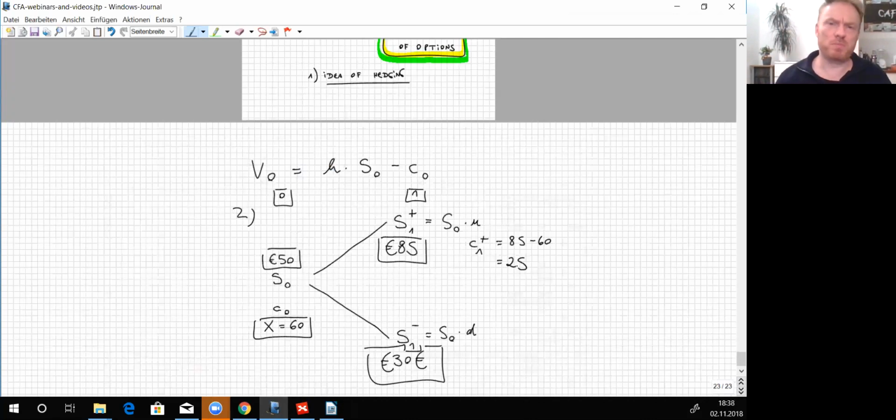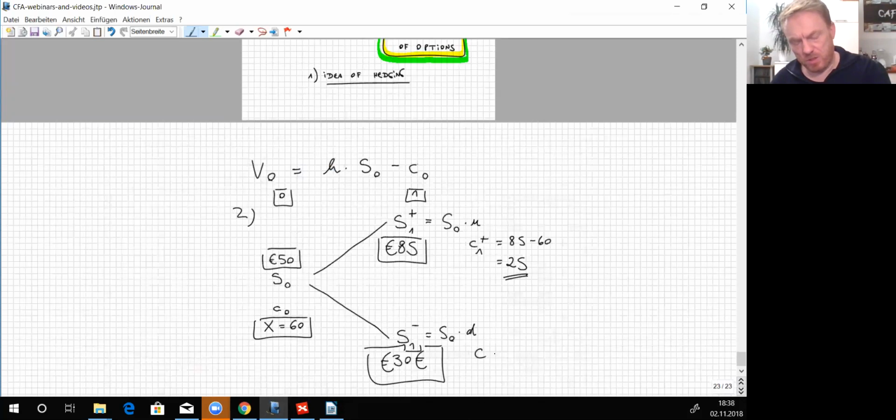Equals 25 euros if the underlying share is going to go up, because what happens, you'll be able to exercise this option, which means you'll have the right, not the obligation, to buy this share at a price of 60, which means right afterwards you'll sell the same share for 85 euros at a gain of 25.